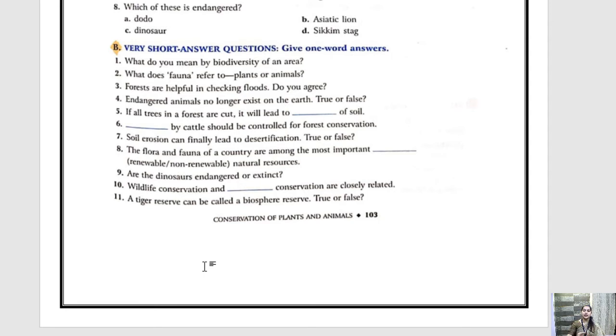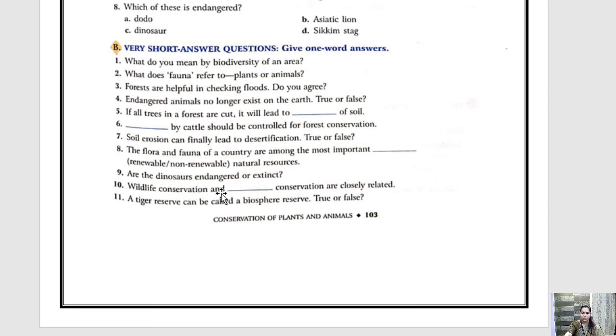Within a human's lifespan, we can re-establish the forest again. And similarly, we can re-establish this flora and fauna again. So this is a renewable natural resource. So put a tick or write it down here. Renewable natural resource.